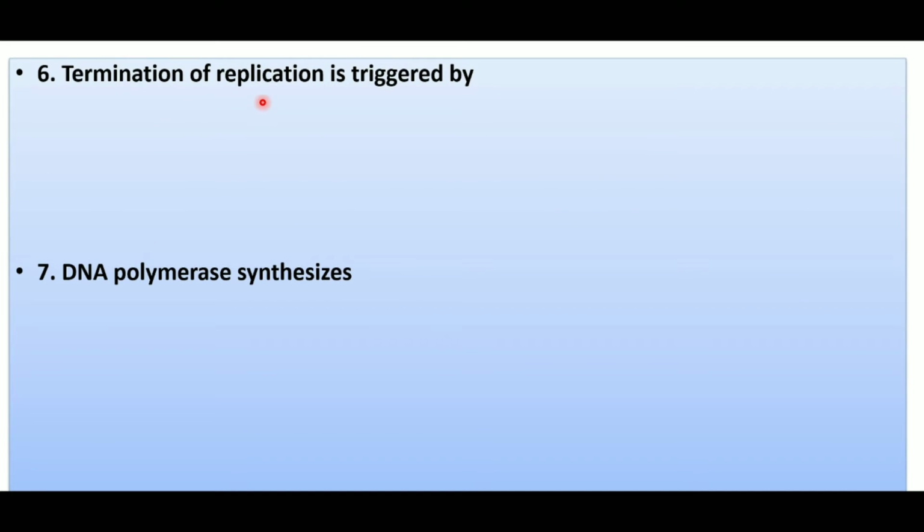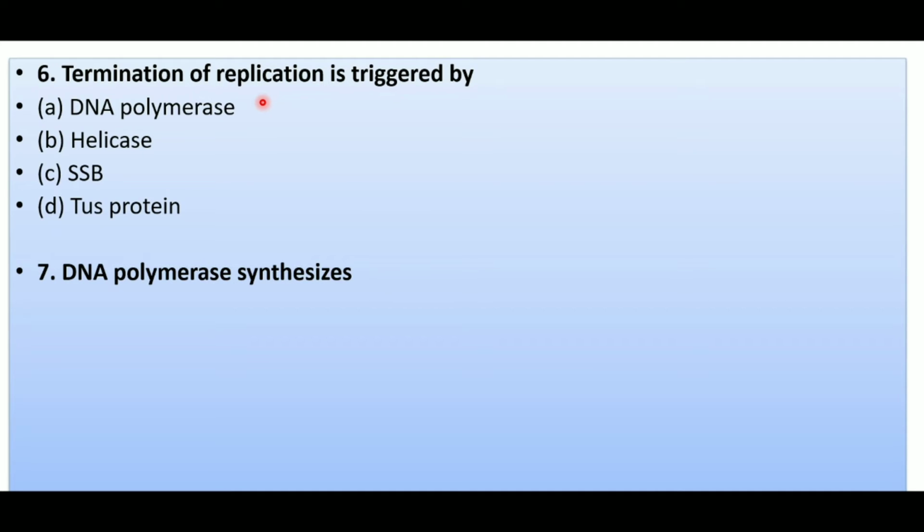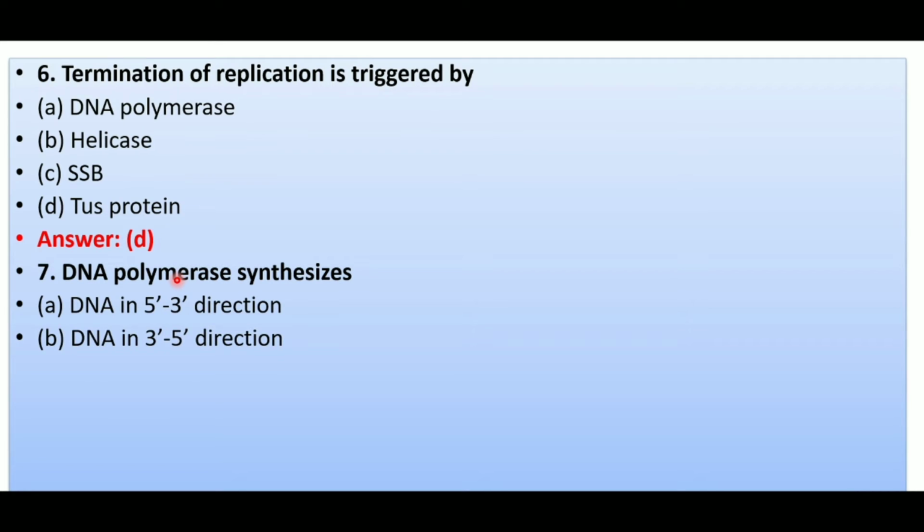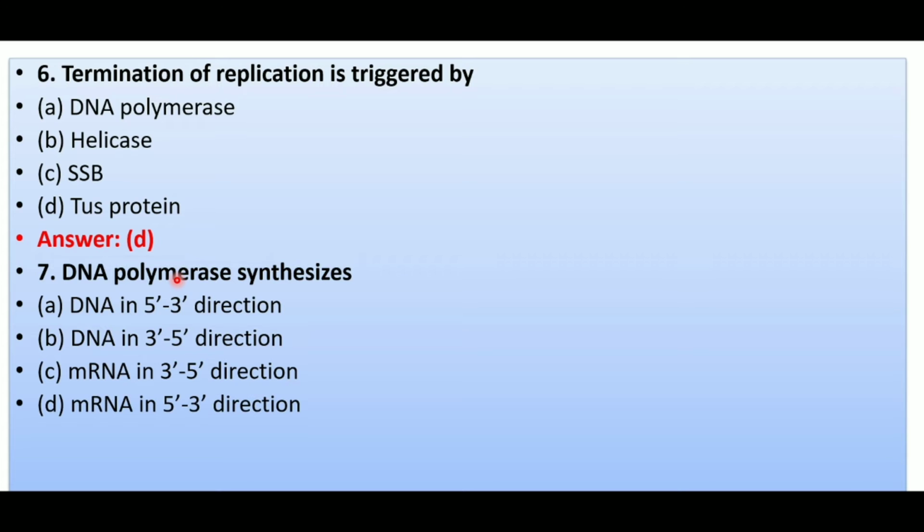Termination of replication is triggered by: DNA polymerase, helicase, SSB, or TAS protein. So the right answer is D, TAS protein. DNA polymerase synthesizes: A. DNA in 5' to 3' direction, B. DNA in 3' to 5' direction, C. mRNA in 3' to 5' direction, D. mRNA in 5' to 3' direction. So the right answer is option A, DNA in 5' to 3' direction.